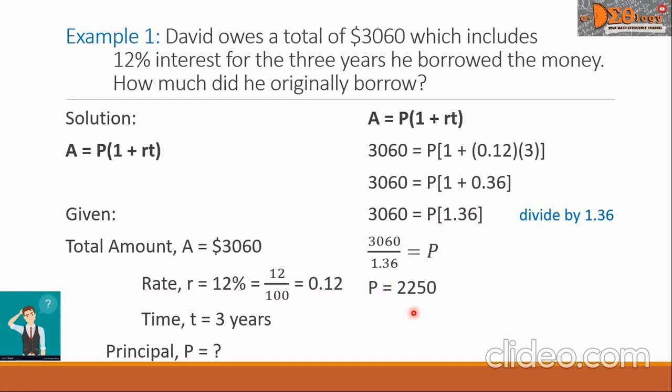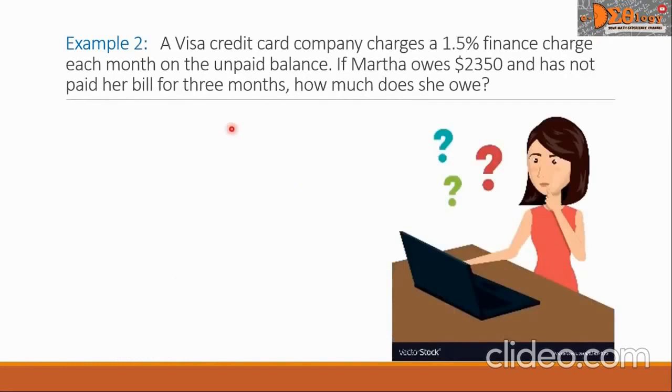Let us not forget the unit of measurement. P is a money. We will affix our dollar sign. So this is $2,250. This is our final answer. Let us see example 2.